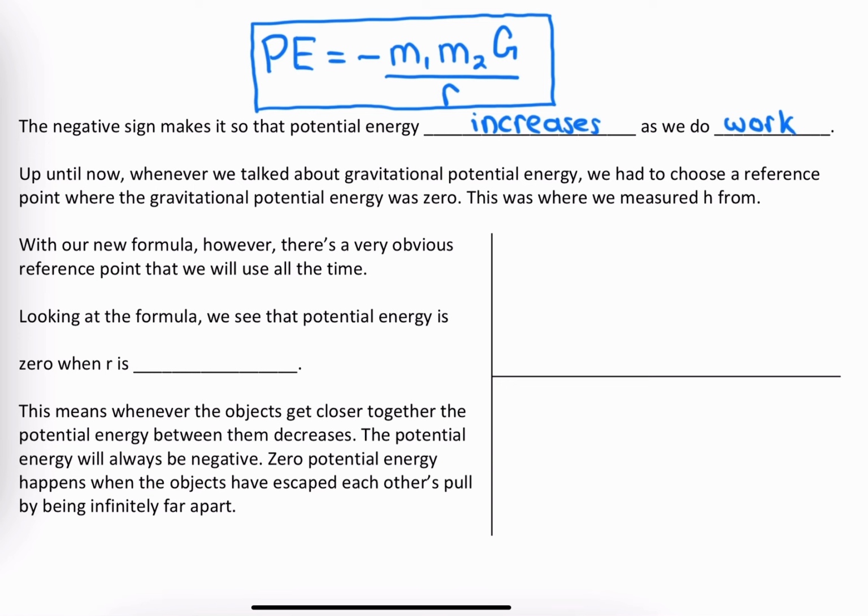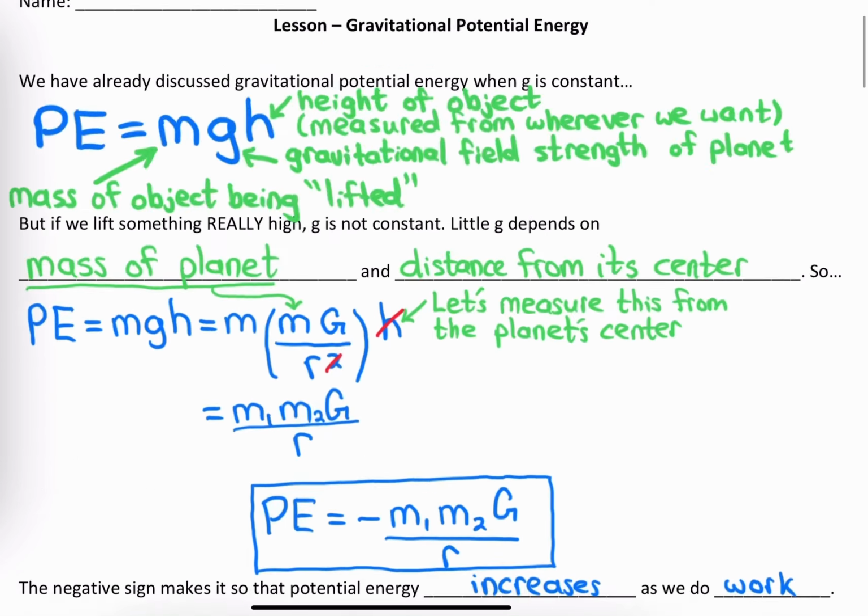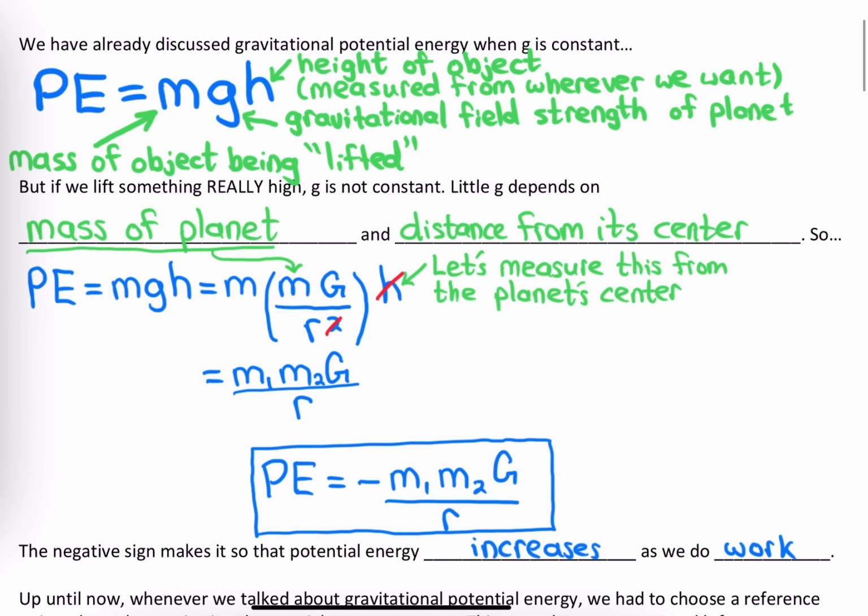Now, up until now, whenever we talked about gravitational potential energy, we had to choose a reference point where the gravitational potential energy was 0. This was where we measured H from, right? This is sort of referring back to our original formula here. And I said, you could measure H from the floor or from the ground or from sea level. That became our reference point. And if an object was at that height, H was 0, and therefore potential energy was 0.